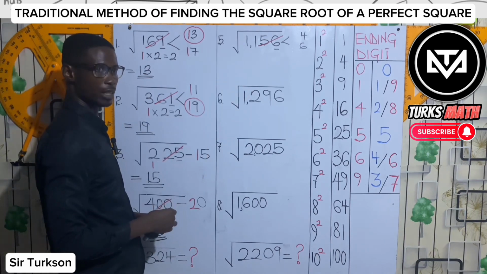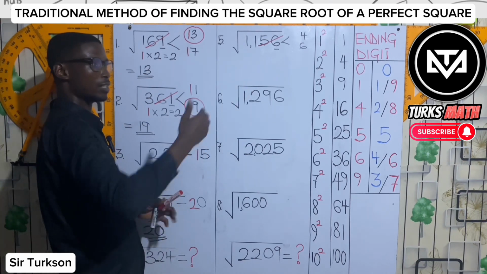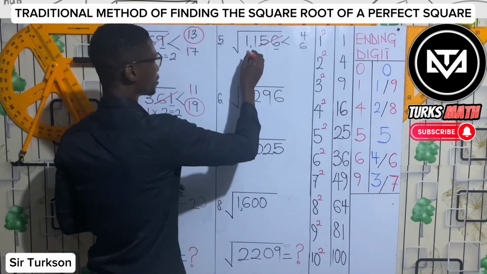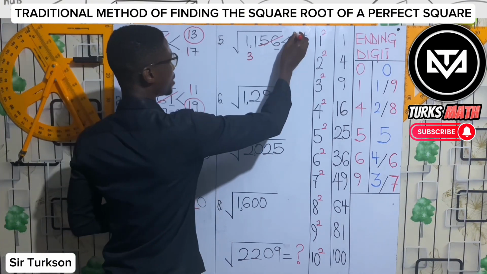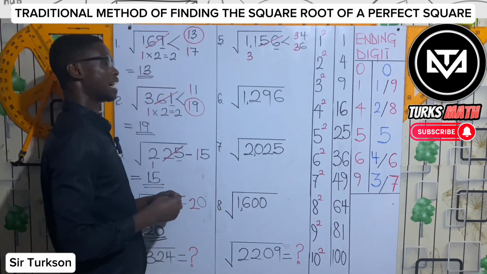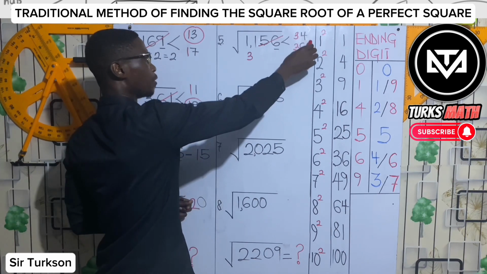9 is a perfect square. So I'm going to use 9. And what number gives us 9? That is 3. So 3 here. So you increase these numbers by 3 and also 3. So now you are having 34 and 36.